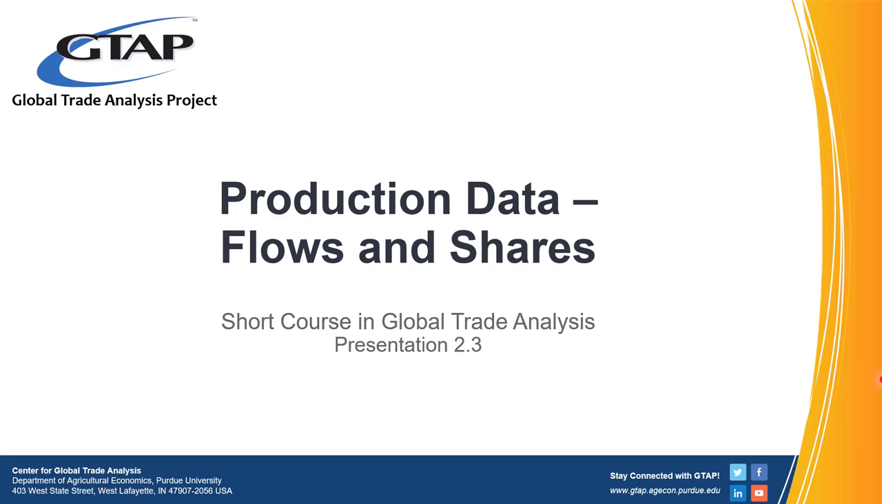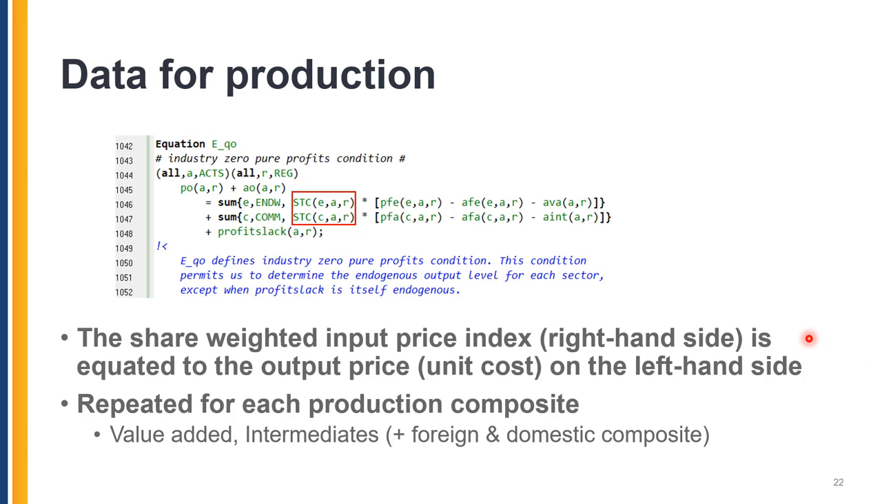Let's begin our third presentation of this module, where we look into the production data, both the flows and how they become calculated as shares. At this point, we've uncovered the fact that these equations have mostly percentage change variables in there, meaning they're measuring proportionate changes from something. So we need to know where the data is representing the initial equilibrium, so that we can understand what these changes are.